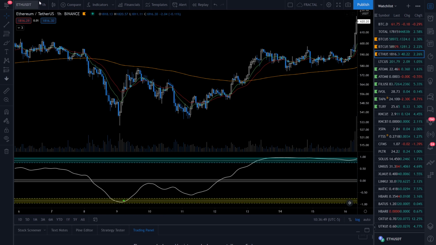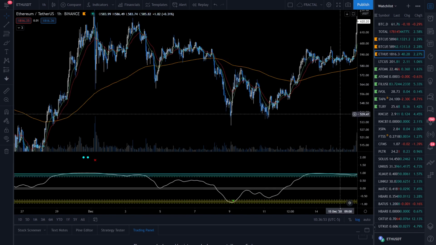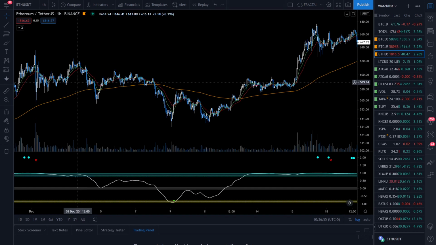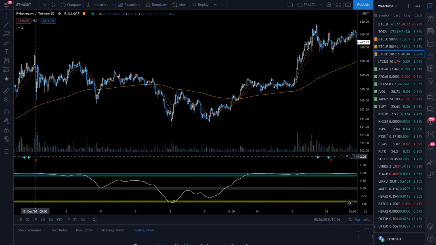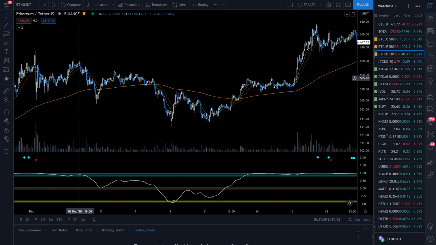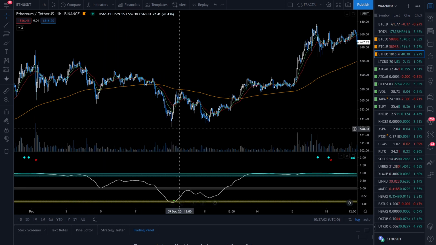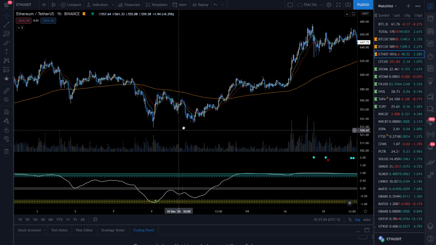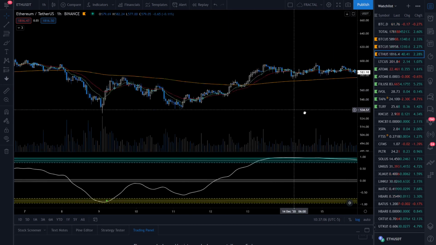Okay, so this is the 1 hour chart. So this was saying that we have a potential 1 hour trend reversal, and you can see here how that worked out great. It actually signaled a bearish trend reversal here, and then a bullish trend reversal here. All right, and you can see how well that worked out. All right, so let's zoom back in.